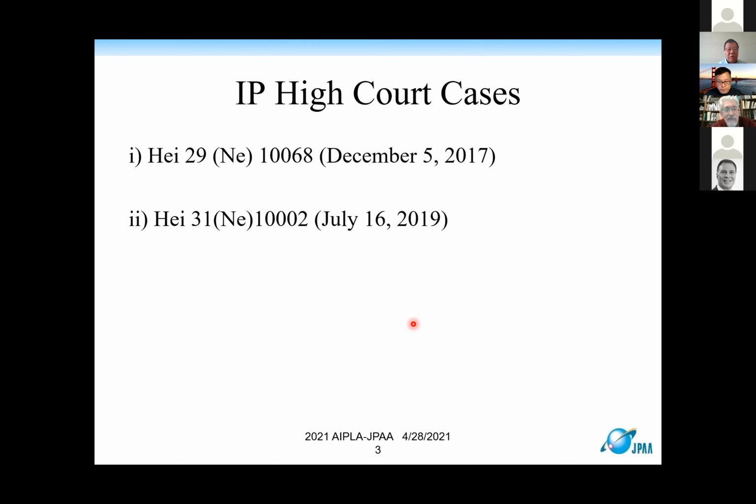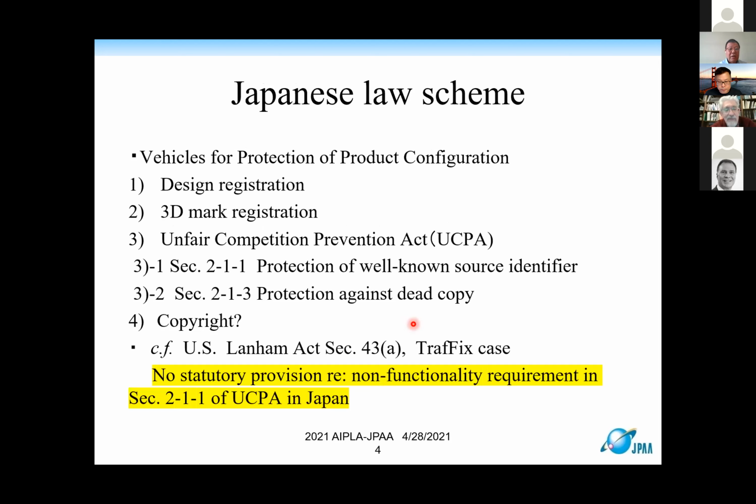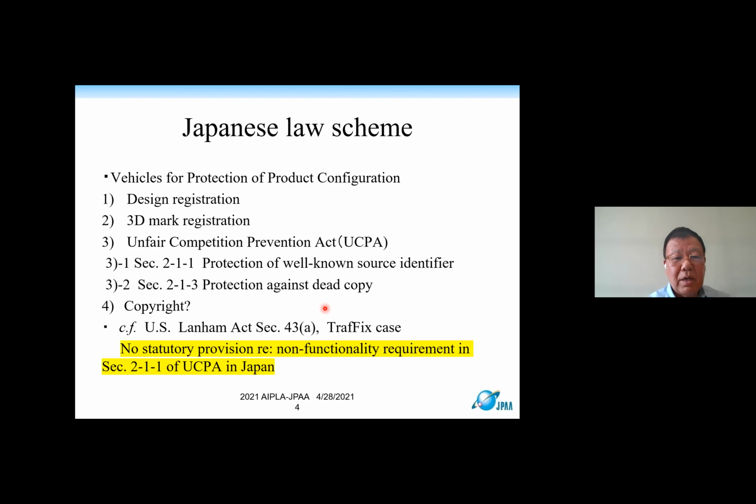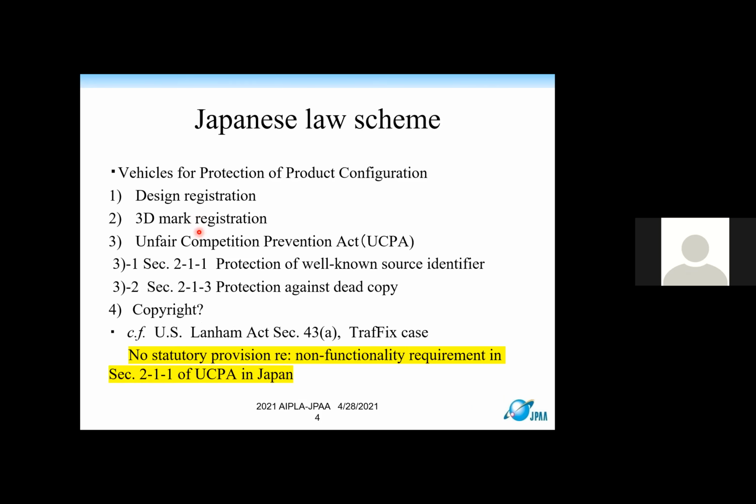Before moving to the particular cases, I'd like to overview what kinds of vehicles are available in Japan for protecting product configuration. First one is design registration. If product configuration satisfies registrability requirements, such as novelty and inventive step, then it can be registered as a design. And also we have the three-dimensional mark registration system in trademark law. So the product configuration can be registered as a trademark.